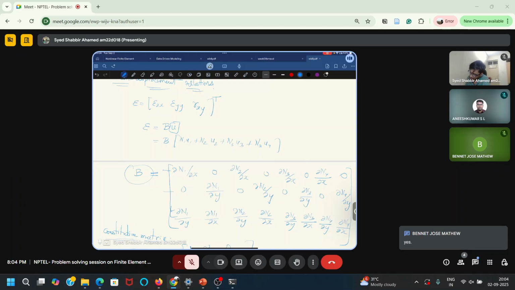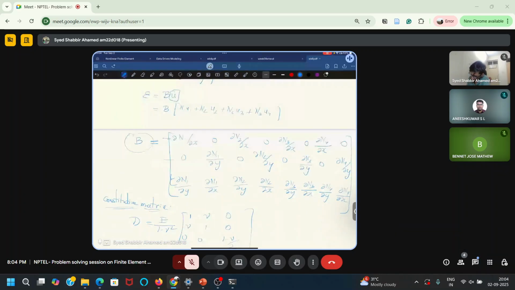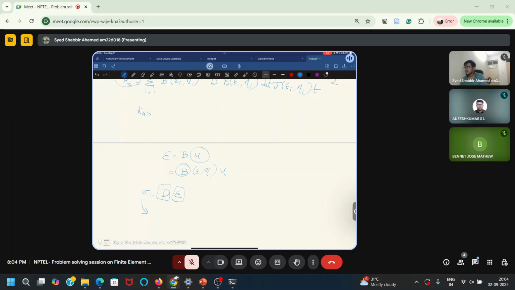And you know B is nothing but this matrix. You do this differentiation, you will get the B matrix, and in that you substitute minus 1 by root 3 and minus 1 by root 3 for eta and neta, and you will get B. And B into U, you will get the strains at Gauss point 1. Similarly, if you multiply D with epsilon, you will get the stresses at the Gauss point. So you don't need K here. K is a separate question.